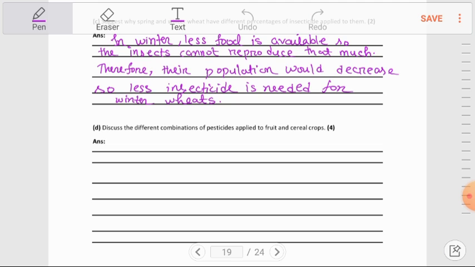First thing, we saw that there is an even pattern of fungicides for the fruit crops. So let's write it down. There is an even pattern of fungicide on fruit crops.